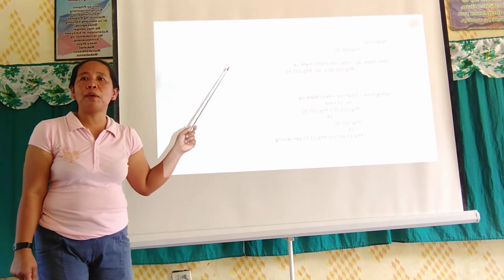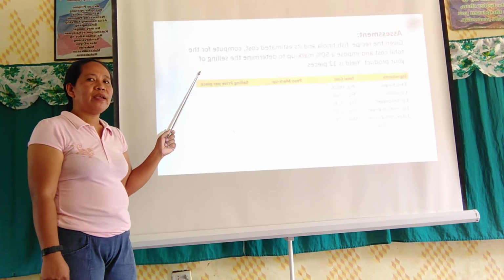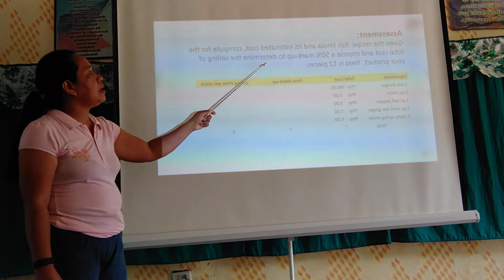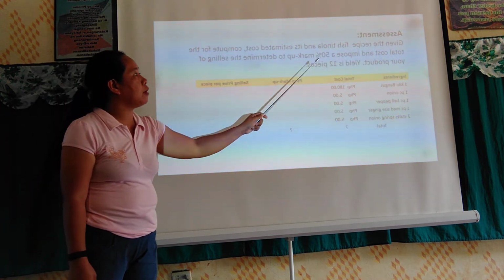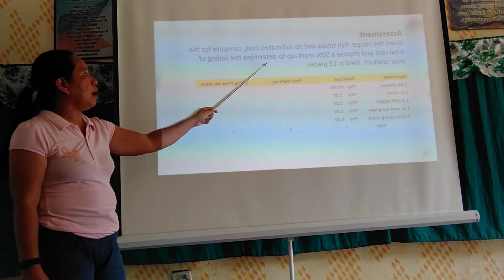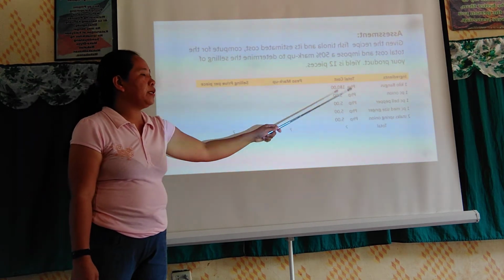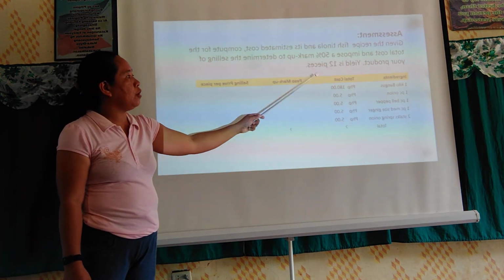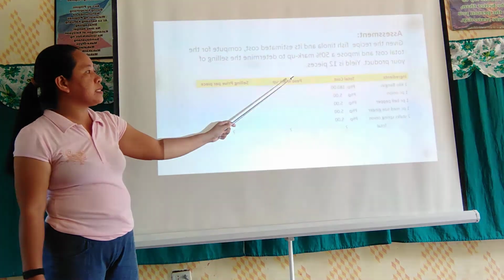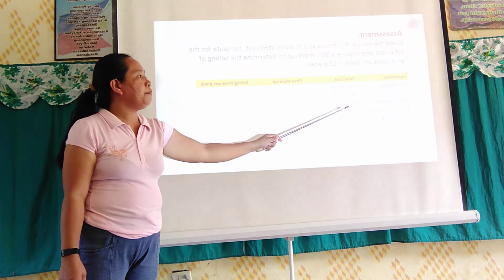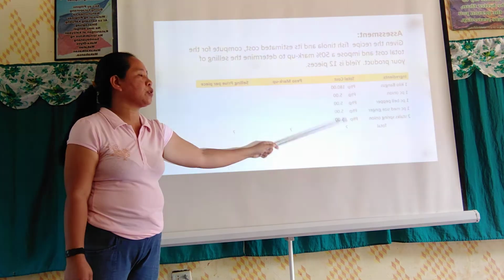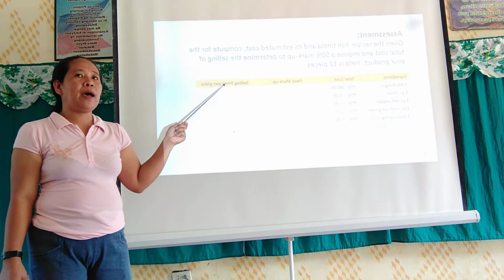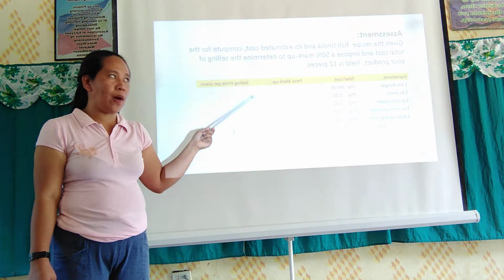Let us proceed to our assessment. In your assessment, you will be given the recipe fish tinola and its estimated cost. Compute for the total cost and impose a 50% markup to determine the selling price of your product. Your yield is 12 pieces. The ingredients of fish tinola are 1 kilo bangus, 1 piece onion, 1 piece bell pepper, 1 piece medium-sized ginger, and 2 stalks spring onion. All your answers will be written on a 1/2 crosswise.